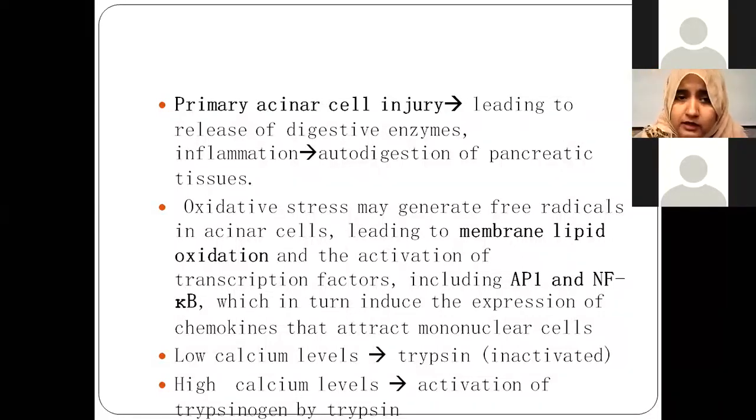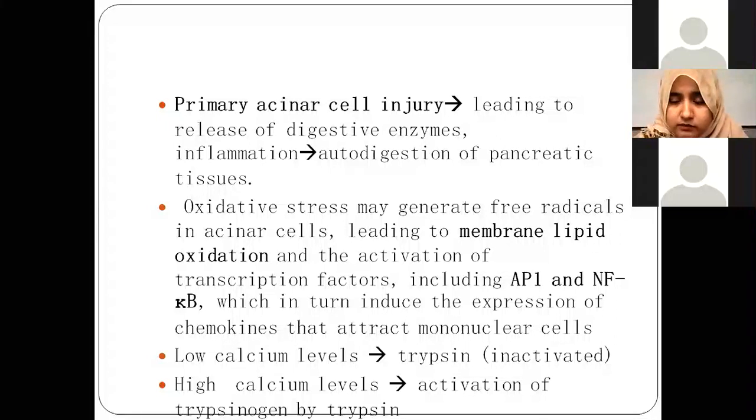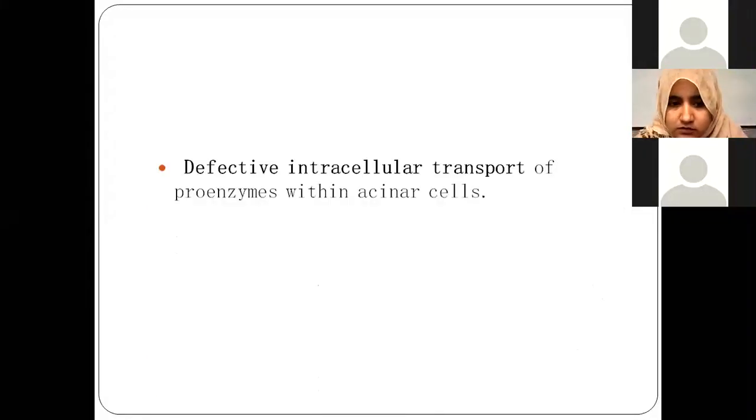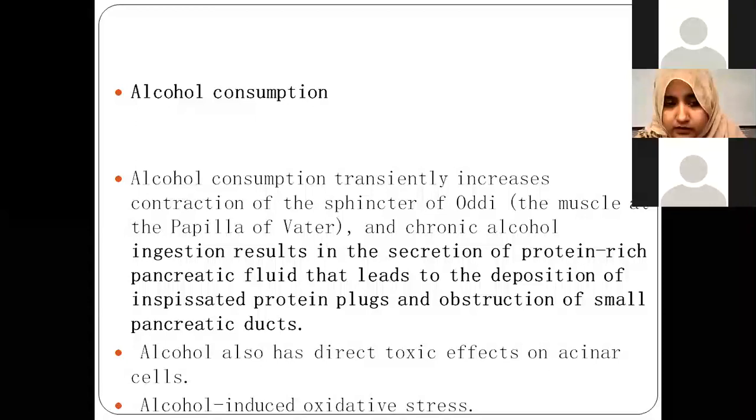So there will be autodigestion. There will start an autodigestion. Defective intracellular transport of proenzyme within the acinar cells. There is a defective intracellular transport. The enzymes are not transported well, and the cause could be alcohol consumption.